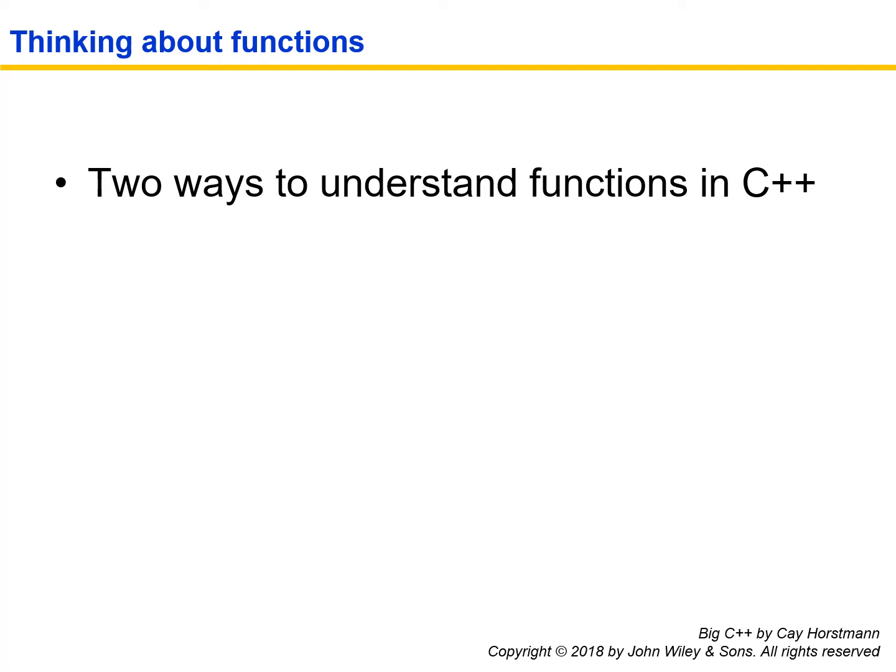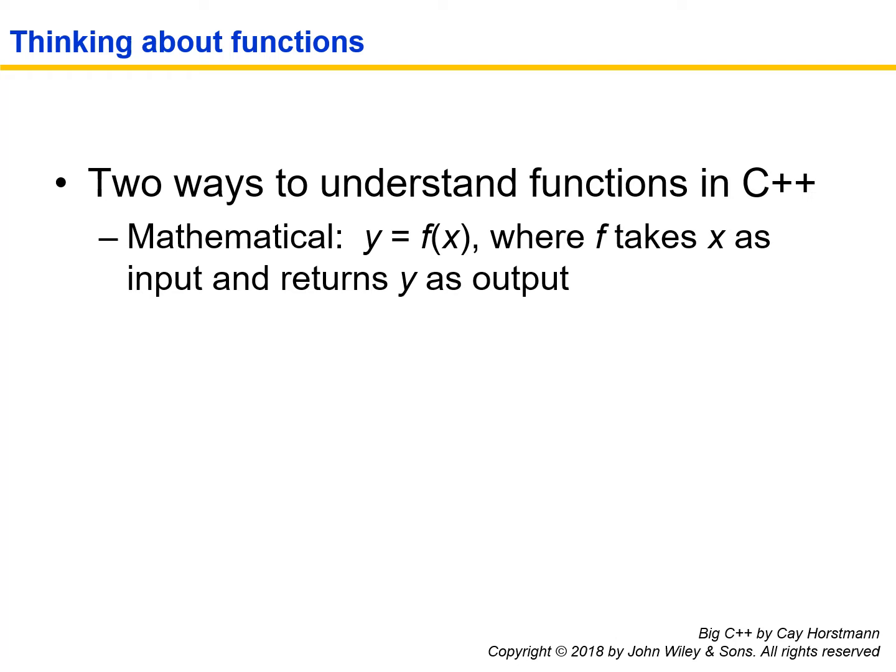There are two ways to understand functions in C++. One is the mathematical analogy. If we say f is a function in math, that means y is equal to f of x, where f takes x as some kind of input and returns y as an output. Maybe f of x is x squared, or maybe it's x cubed plus x squared plus 2x plus 1, or something like that. But it returns a different y depending on what f is.